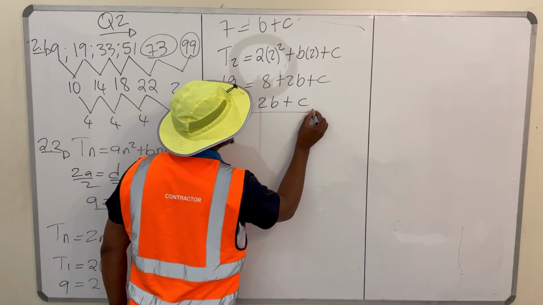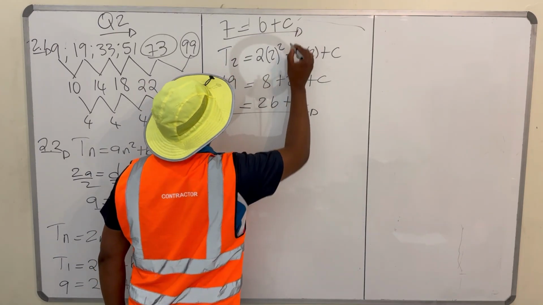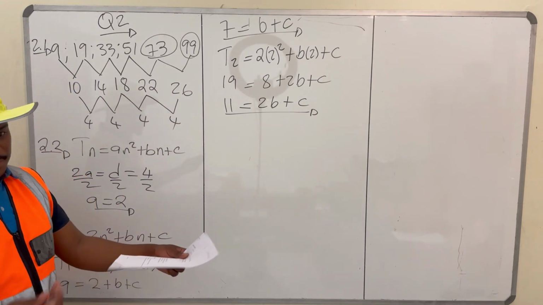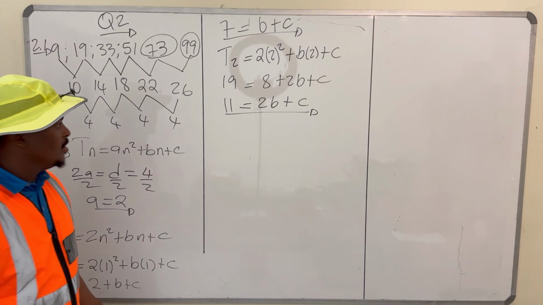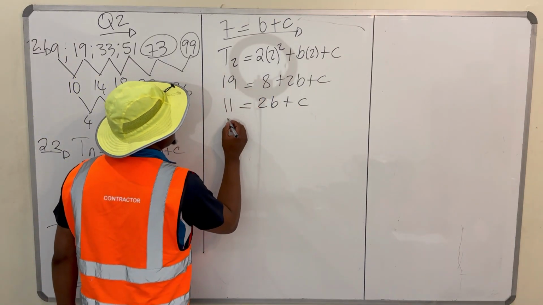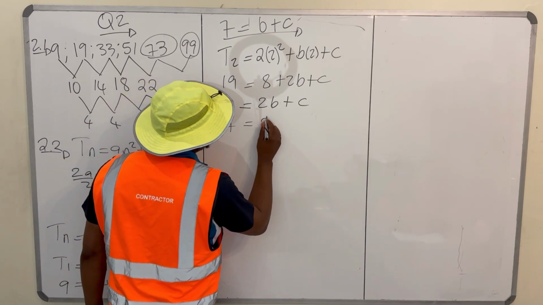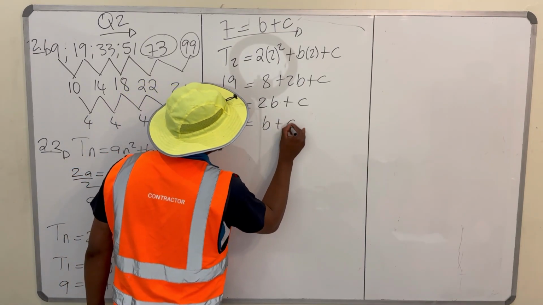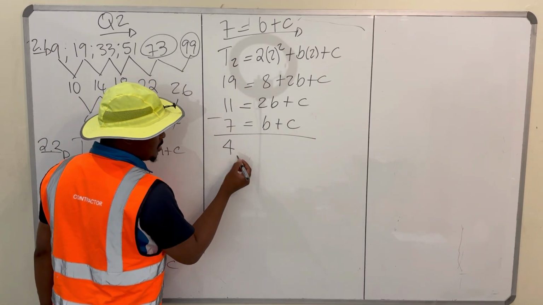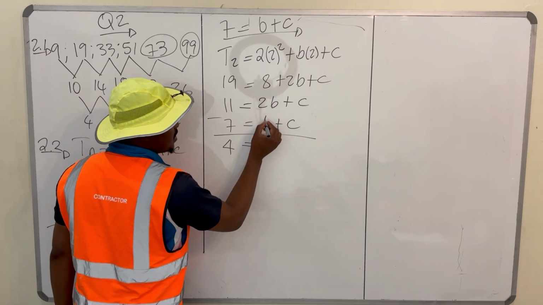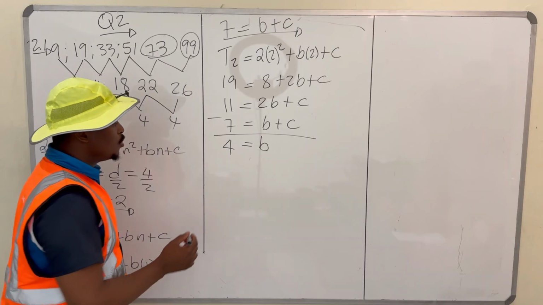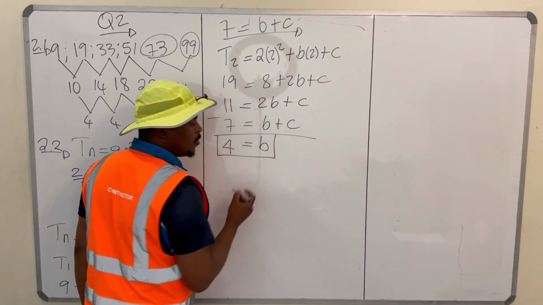So you have this equation and that equation. You can solve for B and C simultaneously, using substitution or elimination. We don't have time for substitution because it's long. We'll use elimination. So 7 is equal to B plus C. Then subtract: this minus this is 4, right? Is equal to 2B minus B is B. C minus C is 0. So you get that your B is equal to 4.